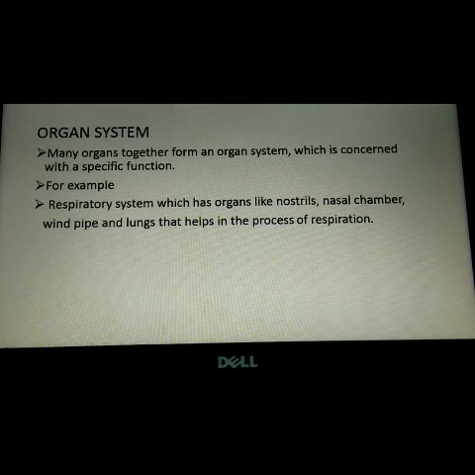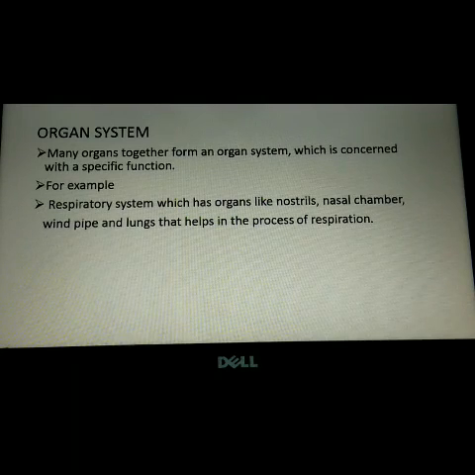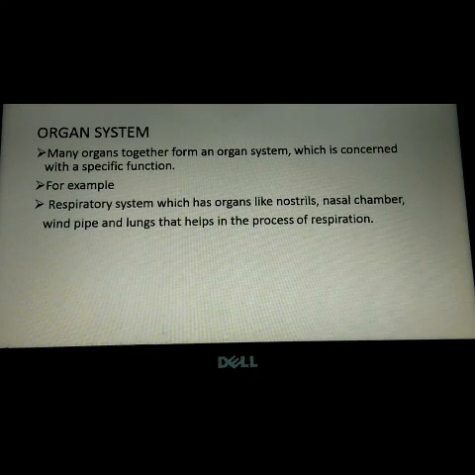Similarly, in a plant, the root system consists of various roots, that is primary root, secondary root and tertiary root, which do the function of conduction of water and minerals and also fixation. So, an organ is a collection of different tissues worked together to perform a specific function or functions. It is said to be an organ.